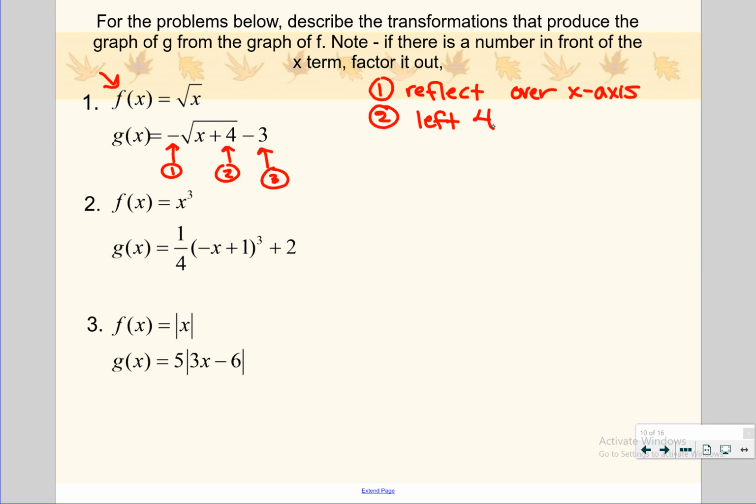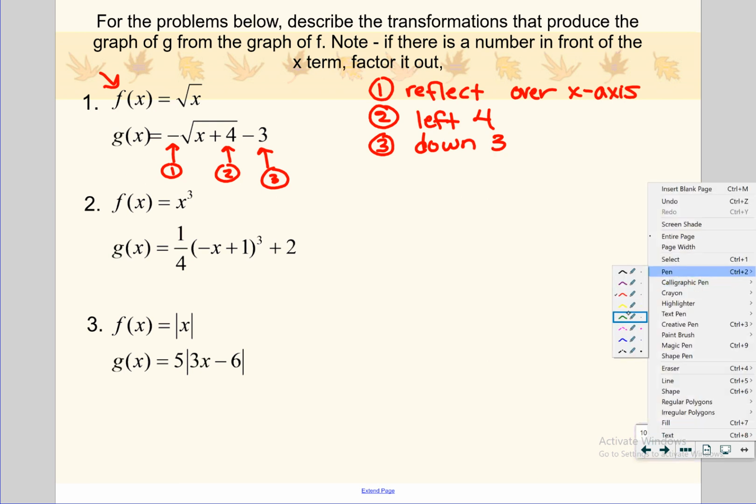Okay? And then what about the -3 outside? At the end there, what does that do? Down 3. Okay, so that's all we're doing for these, is we're figuring out what do these numbers do to the equation. And if you wanted to check it, you could graph those two and compare the pictures. All right, flip it over. Let's do the next one together.